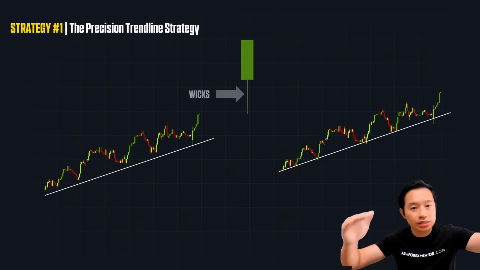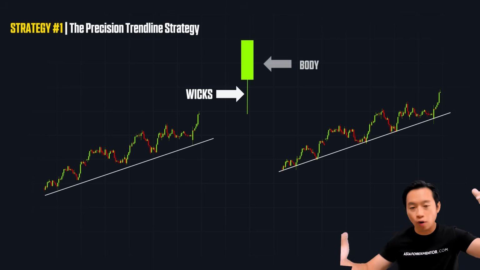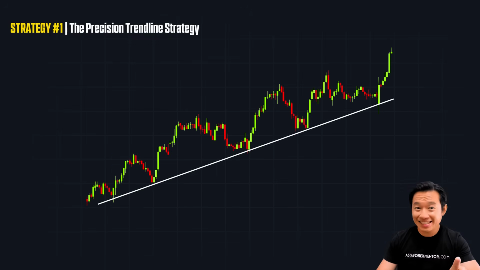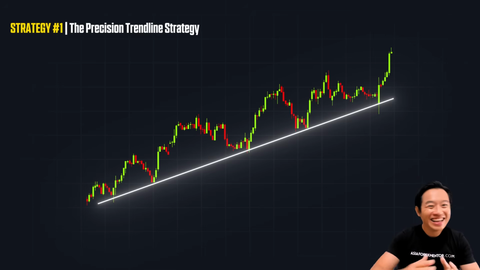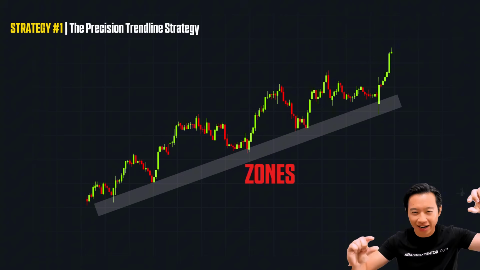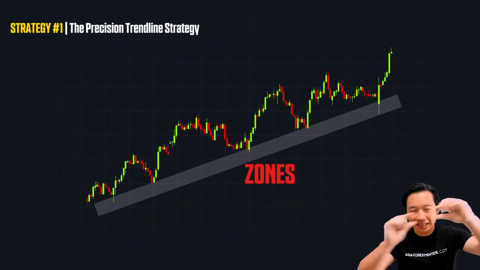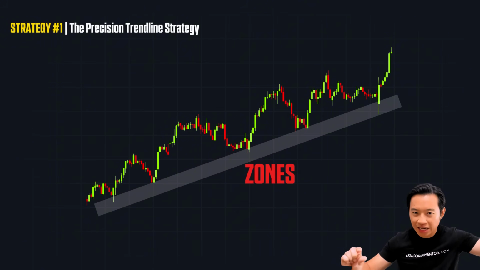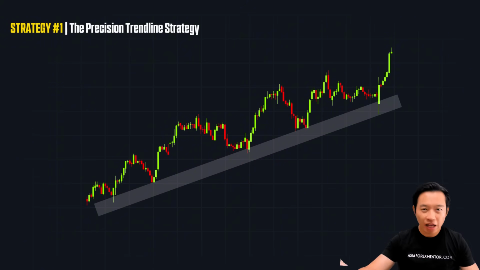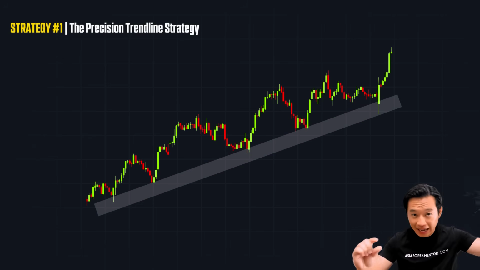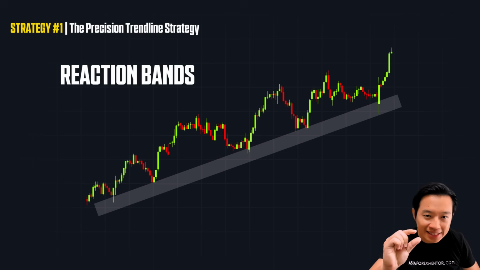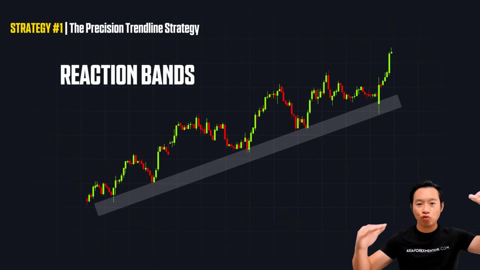So if you're going to use the wicks, use the wicks. If you're going to use the body, use the body all the way. Get it? And trend lines are not like a laser beam. They are zones. Beams are thin. They are more of zones. They cover a range where the institutional traders are making decisions. So that's why I treat them as reaction bands. They are not singular tight ropes.